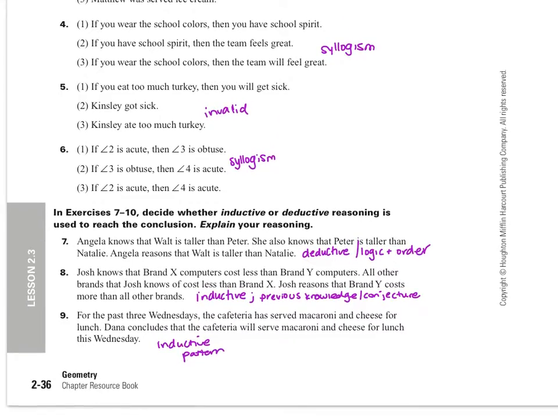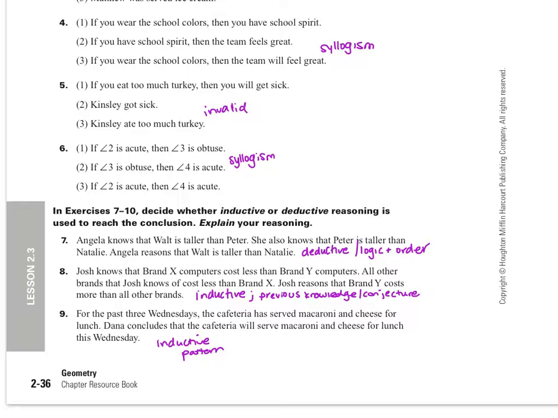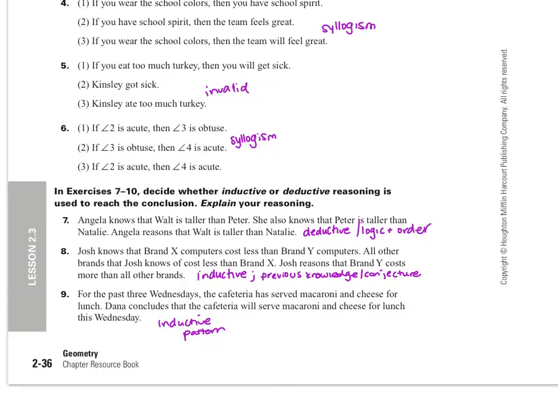5, if you eat too much turkey, you'll get sick. Kinsley got sick. Kinsley could get sick for a lot of reasons, right? Who knows? That's invalid. And then 6, if angle 2 is acute, then angle 3 is obtuse. If angle 3 is obtuse, then angle 4 is acute. So if angle 2 is acute, then angle 4 is acute. Syllogism. If you see 2 if-then statements and something is repeated, that's usually law of syllogism. That's how you can figure it out.